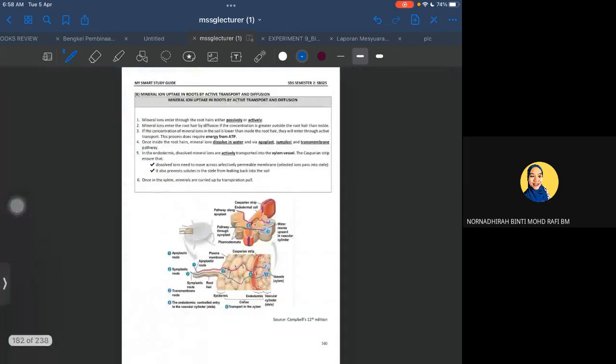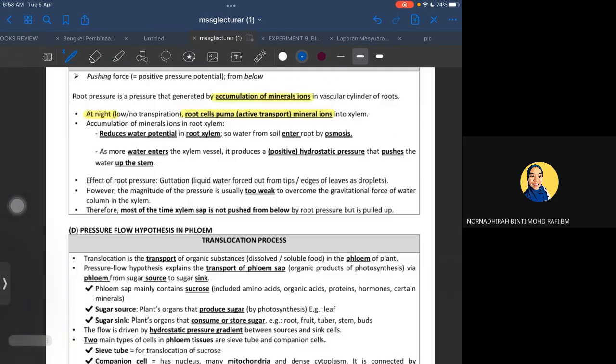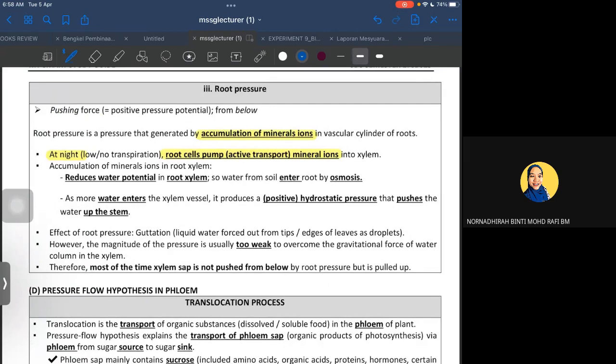However, you have to know that root pressure is, kita nak kata kat sini dia kata kan, okay, root pressure is a pressure that generated by the accumulation of the mineral ion in the vascular cylinder of root ataupun dalam xylem. Okay, sebab apa?